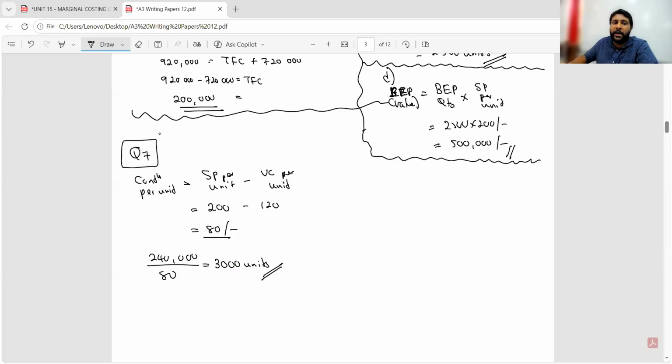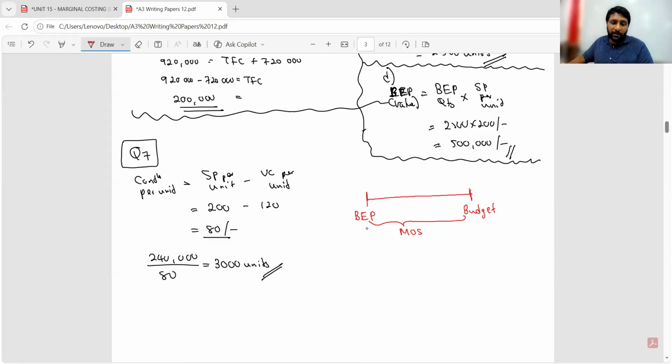Okay, now note. The gap between the break-even point and the budget, we will call it the margin of safety.